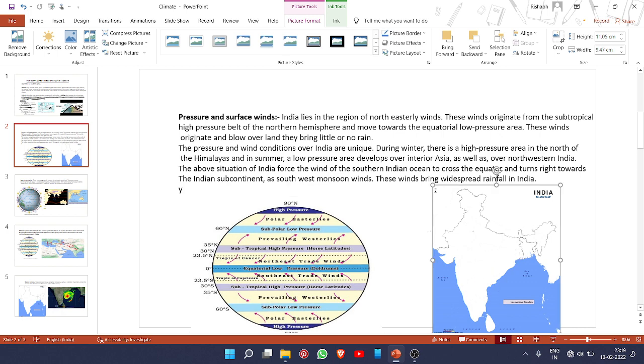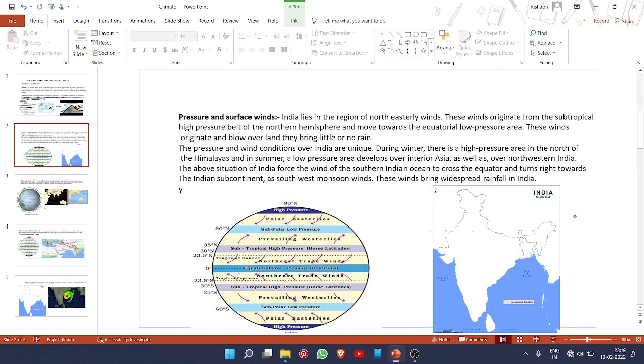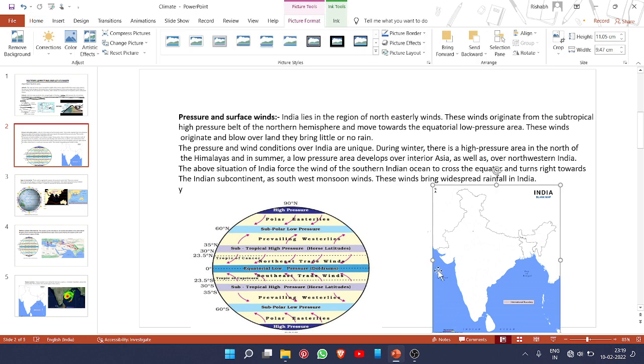If it is moving from land to land, then the wind which blows from land to land never provides rain. If a wind moves from water to land, then it brings rain. If a wind blows from land to land or land to water, it never brings rain. So, in this situation, we can say that India receives very little rainfall or no rainfall.